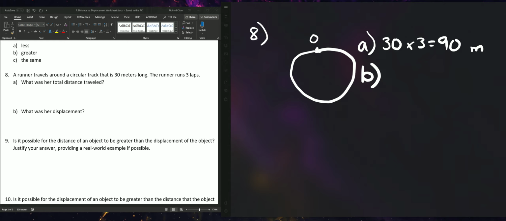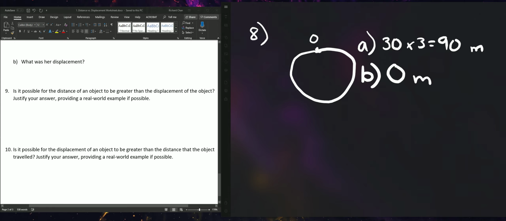But if she ends up back at the same location, well, her final position is 0. Her starting position is 0. Her displacement is going to be 0 meters. This is usually enough to satisfy a direction. 0 is 0. We don't need direction for this.